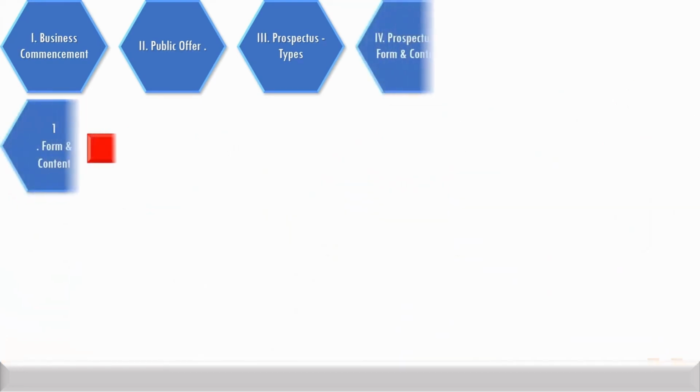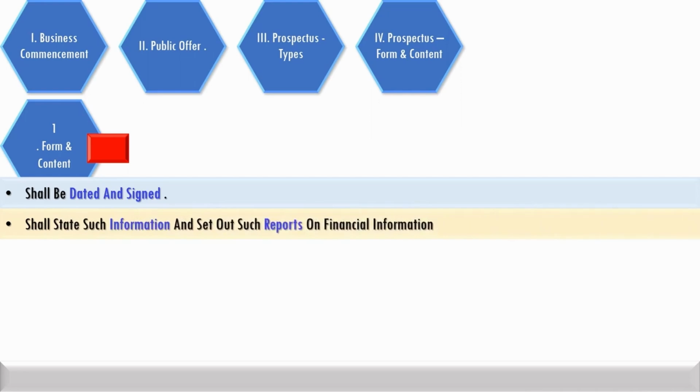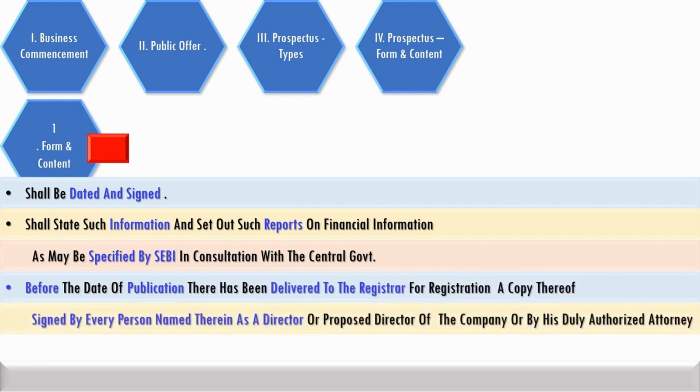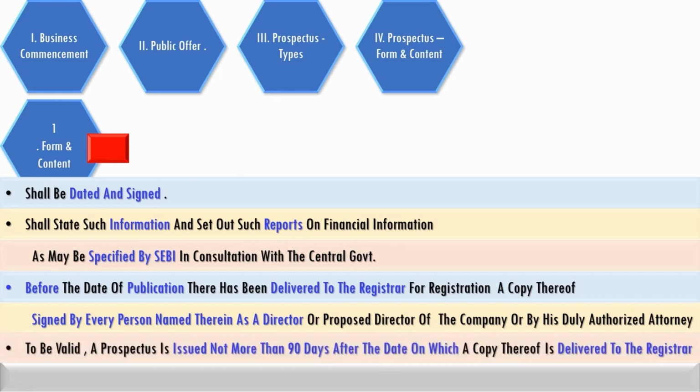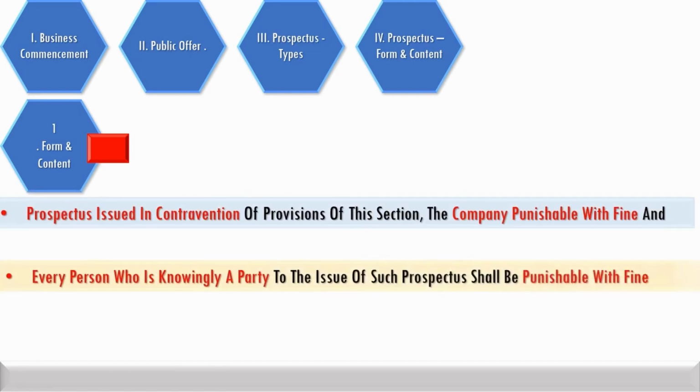As for form and content, the prospectus needs to be dated and signed. It should state such information and set out such reports as specified by SEBI. Before the date of publication, it must have been delivered to the registrar for registration and signed by every director, and its validity is 90 days for the purpose of issue, which starts from the day it was filed with the registrar for registration. There is a strict penalty on a prospectus issued in contravention of the provisions of this section.